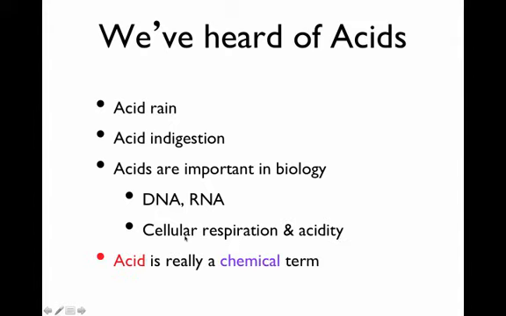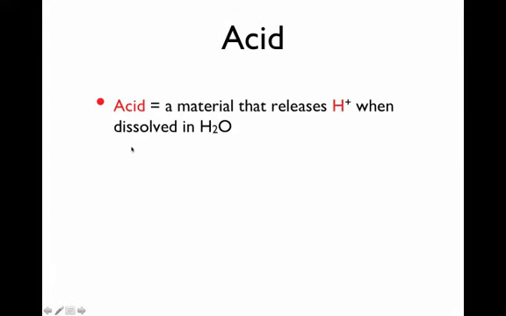So even though you may have heard the word acid in different contexts, like acid rain or any of these other things, acid is actually a very formal chemical word. And there are different chemical definitions for acid. I'm going to show you one or two of them today. So let's start. This is one definition of an acid. It's not the only one, but this is one that we're going to use a fair amount. An acid is any material that releases H plus ions when it's dissolved in water.